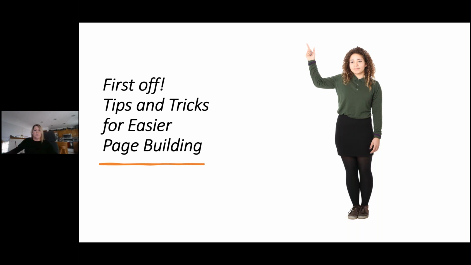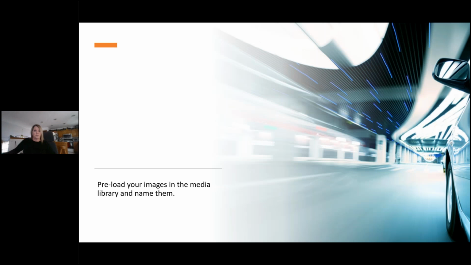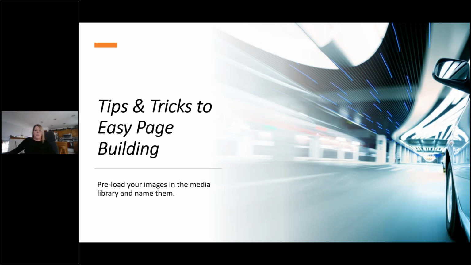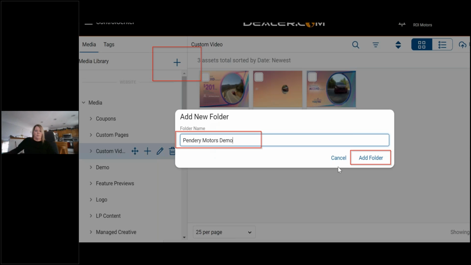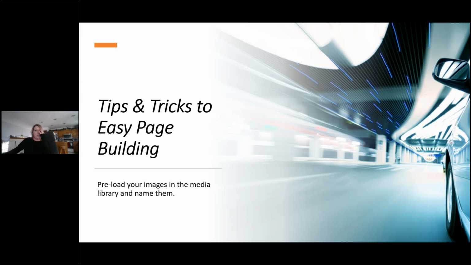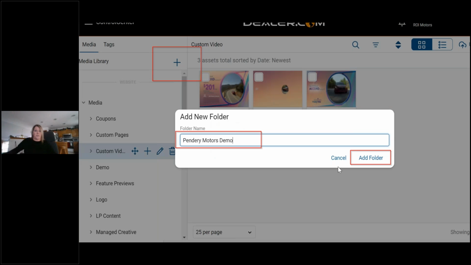So I'll start off with some tips and tricks that have made my life easier when helping dealers build pages and showing them how to do it on their own. My first tip is that I always preload my images in the media library and then I will name them. Preloading and naming your images helps you find your content again easily.